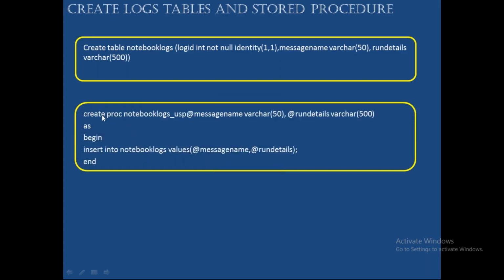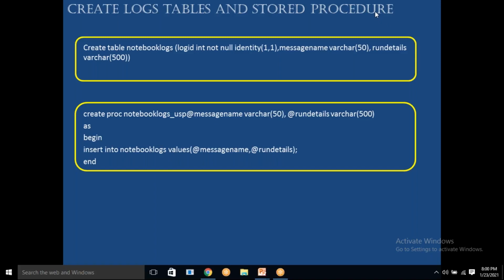Now you just see here, so this is the stored procedure. Create proc, this is the stored procedure name. This stored procedure is going to take two inputs. One is message name, meaning whatever output I got from my Databricks notebook. Okay, that is the output. Next, run details, that is nothing but a URL and my Databricks notebook output. Both I am going to pass to this particular table. Okay, it will insert into notebook logs values message name and run details. Okay, these two parameters I will pass, so that these two messages will be inserted into this table. Okay, any question?